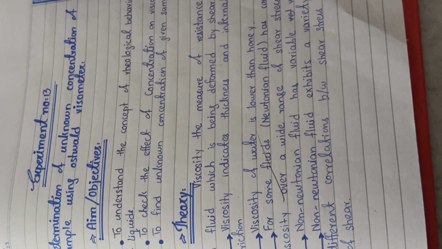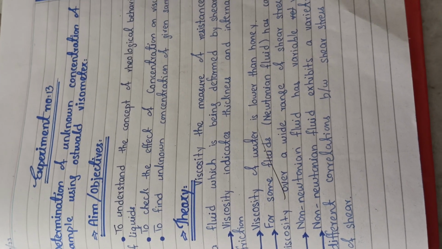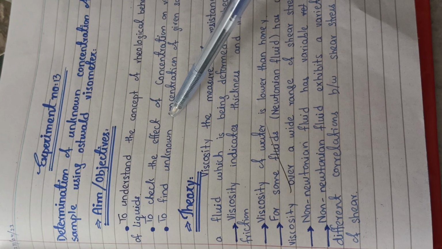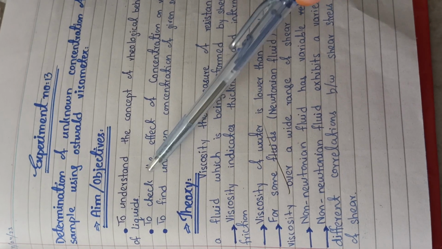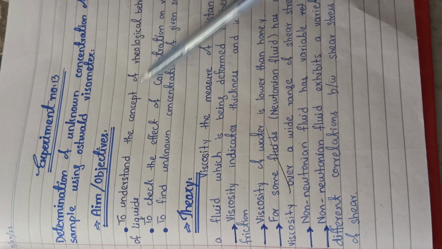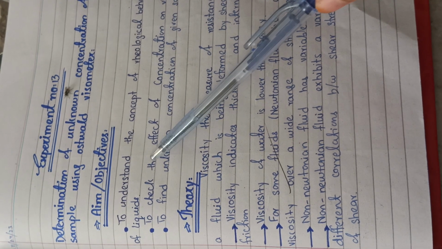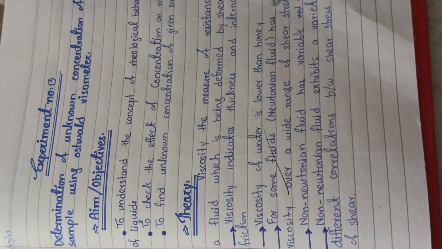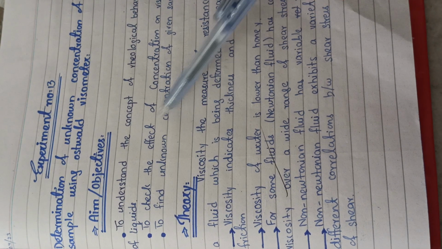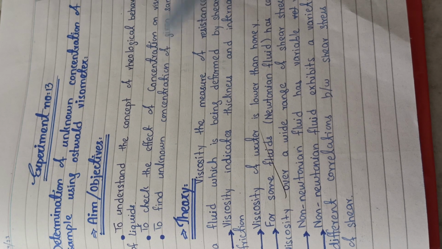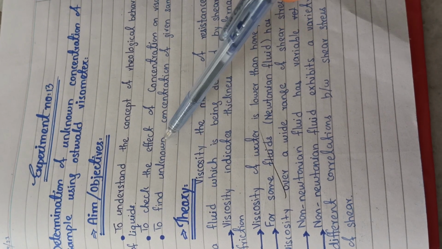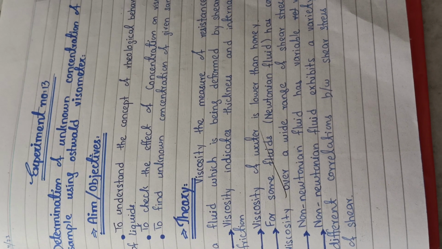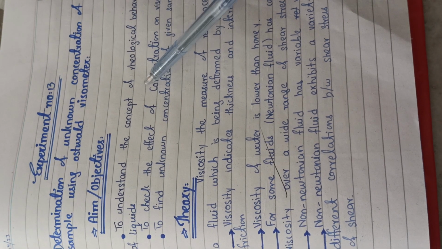First of all, we will discuss the main aims and objectives of this experiment. The main objective is to understand the concept of rheological behavior of liquids, that is, how liquids flow and how their properties are affected. Second, you have to check the effect of concentration on the viscosity, and find the unknown concentration of the substance given to you. So these are the main objectives of this experiment.